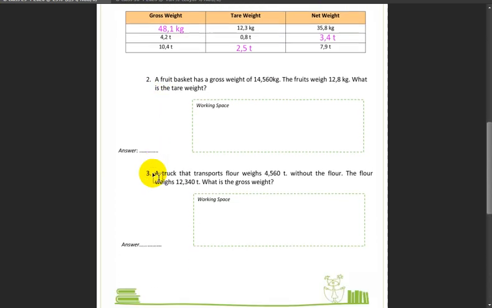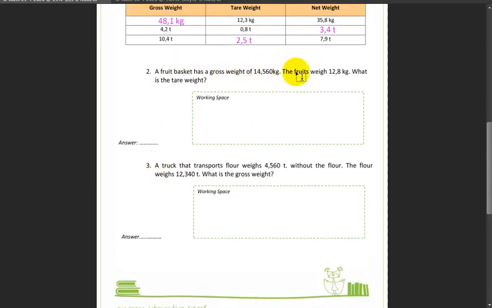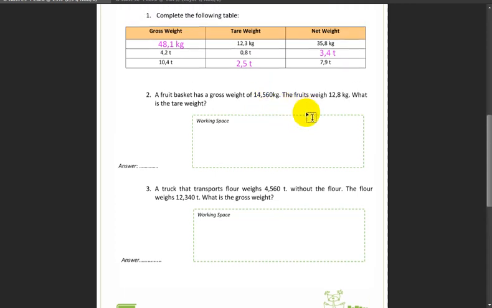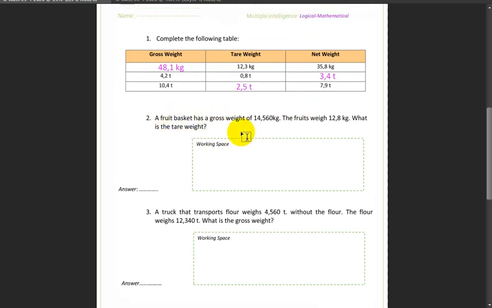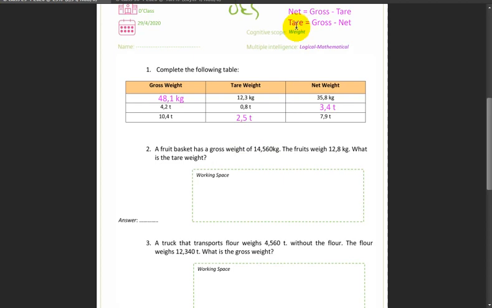Let's move on. Okay, the fruit basket has a gross weight of 14.56 kilograms. The fruits weigh 12.8 kilograms. What is the tare weight? So since the problem is straight up asking us what the tare weight is, that means that what we don't know is the tare weight. Well, what is the tare weight in this problem? Again, remember, the tare weight is the container.